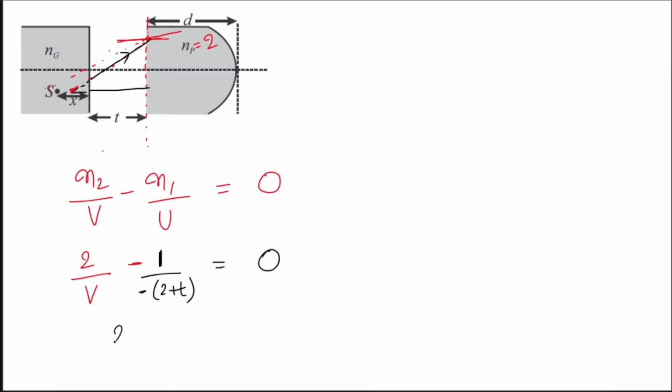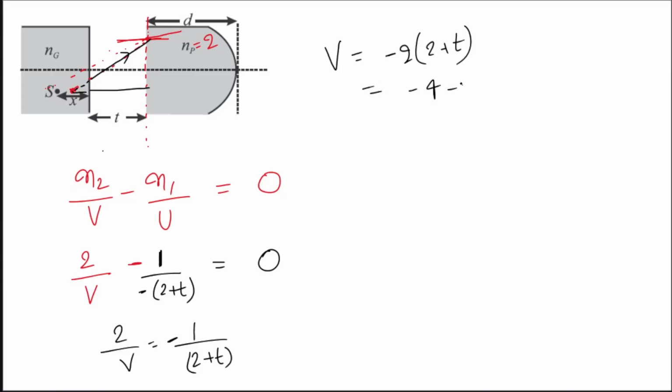Now minus minus plus, 2 by v is equal to 1 by 2 plus t. So this is, sorry, with minus sign. So v is equal to how much? Minus of 2 and 2 plus t. So this is equal to minus 4 minus 2t. Done it? So minus sign indicates that image is getting formed somewhere to the left side of the surface. So let's say it is over here.